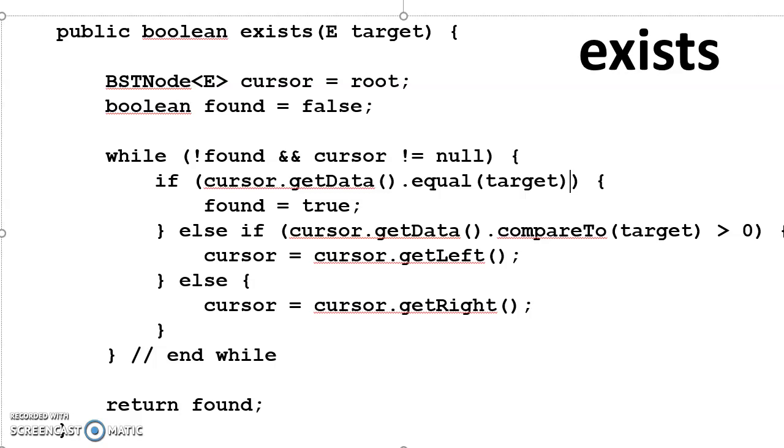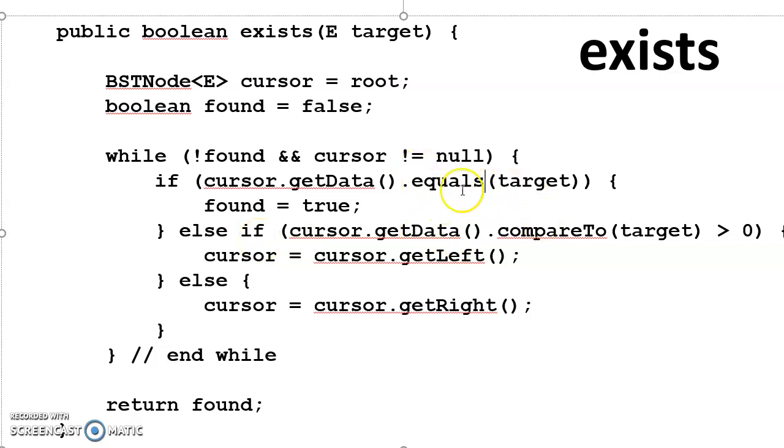Okay, so cursor get data equals target, then found is true. And so if we find it, we find it. If not, then here's the determination on whether we go left or not.